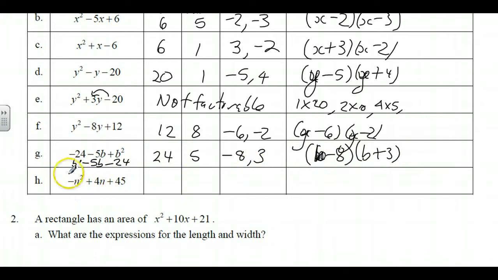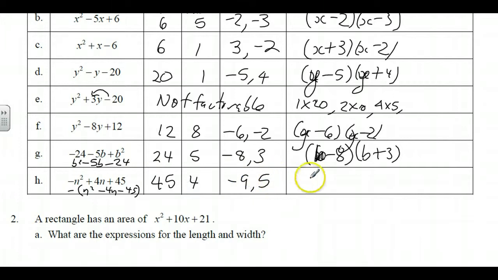Oh, wow. I don't like that. So here's what I'm going to do. I'm going to go negative in front and then go n squared minus 4n minus 45. I always want to factor things with a positive n squared. So two numbers that multiply to 45 differ by 4. I'm going to write differ by 4. Okay, they're 9 and 5.